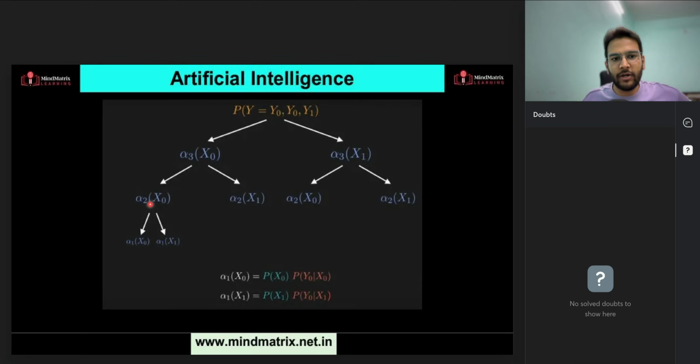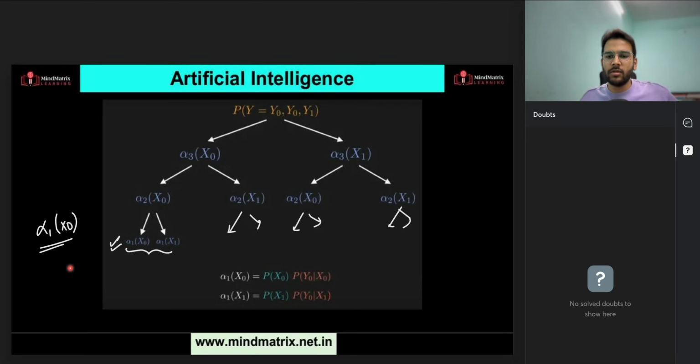So ultimately, alpha 2 can be further divided like this, as I told you. Similarly, this can also be divided, this can also be divided, this can also be divided. And can I say you cannot further divide alpha 1 of x0? Can you divide alpha 1 of x0 further? No, because the maximum sequence we have, the length is 3 only, right? You cannot further divide it. So can I say these are the base conditions? You know what base conditions are, everyone? That means where you have to stop, where your program will stop. You will not go further.